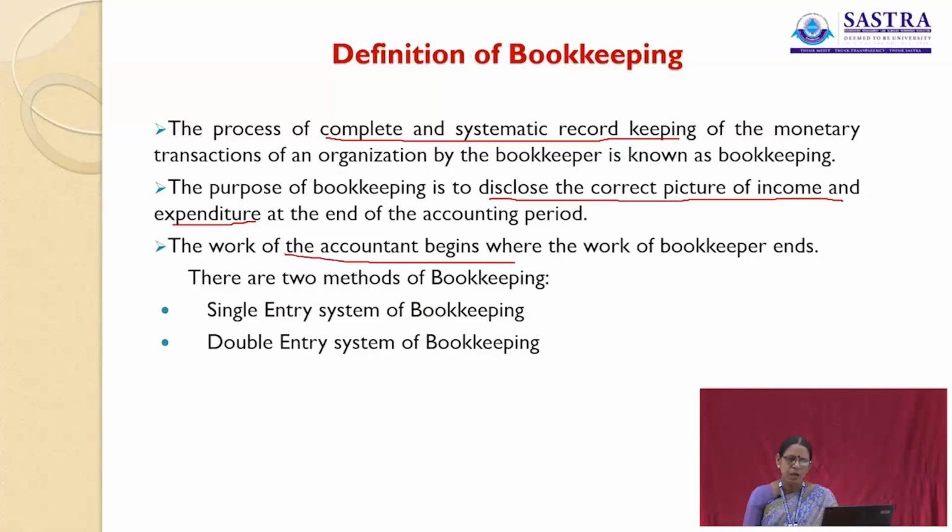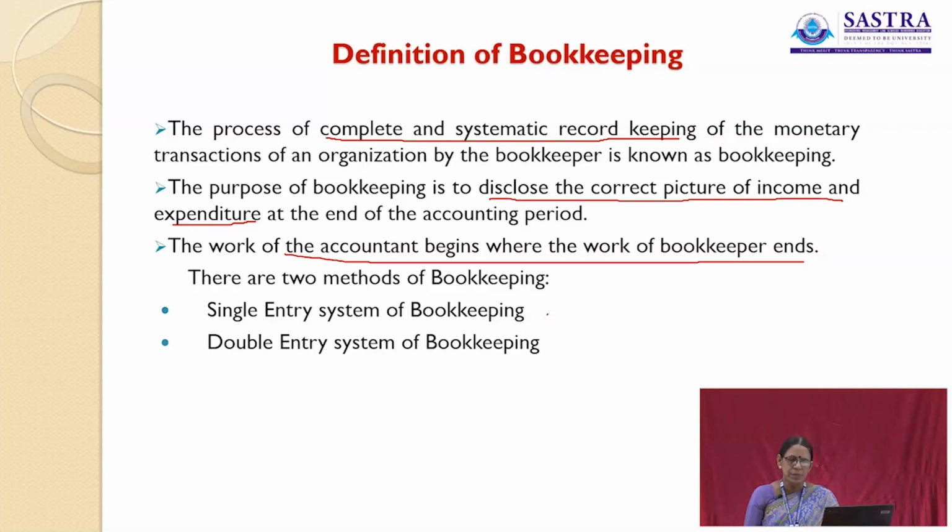So, the work of an accountant begins where the work of a bookkeeper ends. When the bookkeeper maintains all your books, based on the books, we are going to prepare all the accounts. There are two methods of bookkeeping. The first one is the single entry system and the next one is the double entry system.